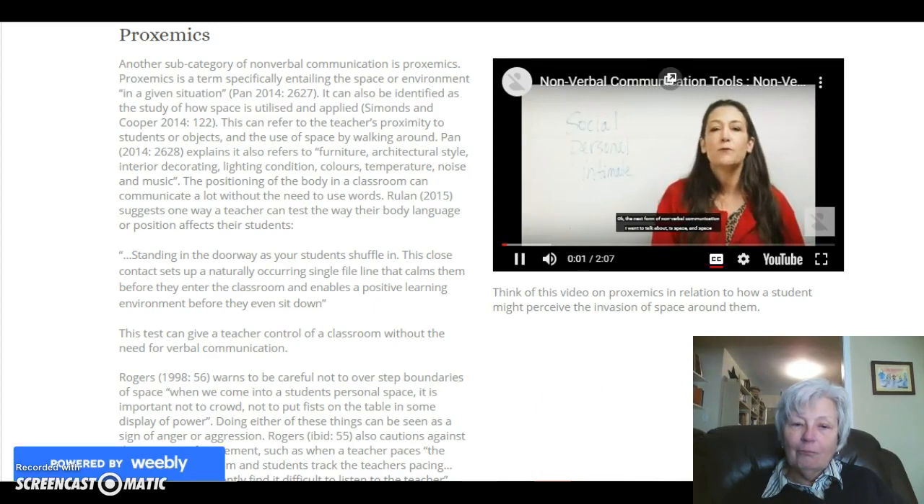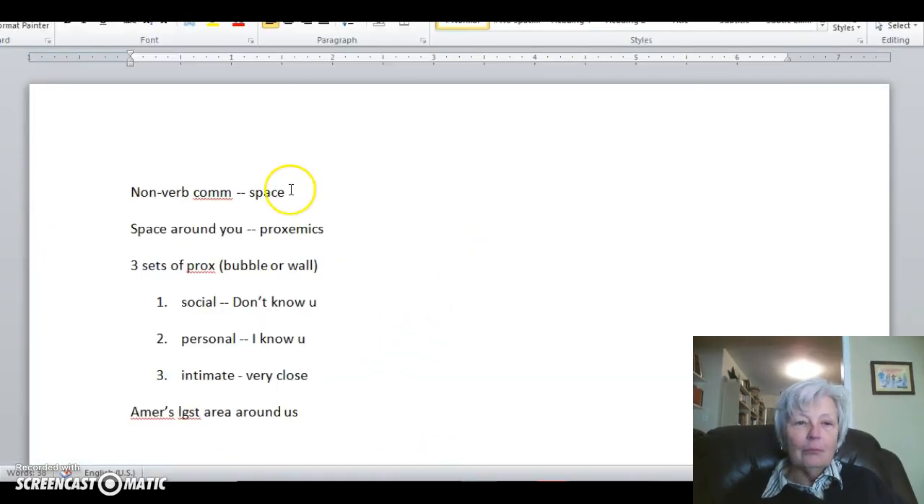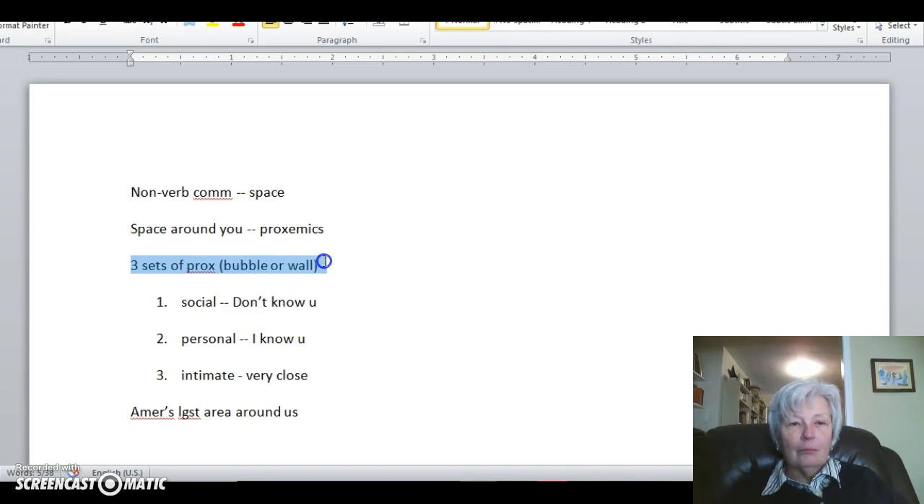Okay, the next form of nonverbal communication I want to talk about is space. And space is space. It is the space around you. It is officially called proxemics. And we actually have 3 sets of proxemics around us. What this is basically is the bubble or the wall in which you don't really want anybody in there. But we actually have 3 sets of walls.